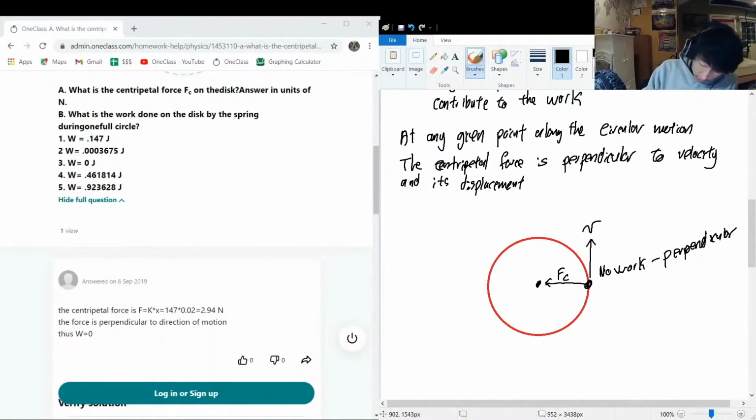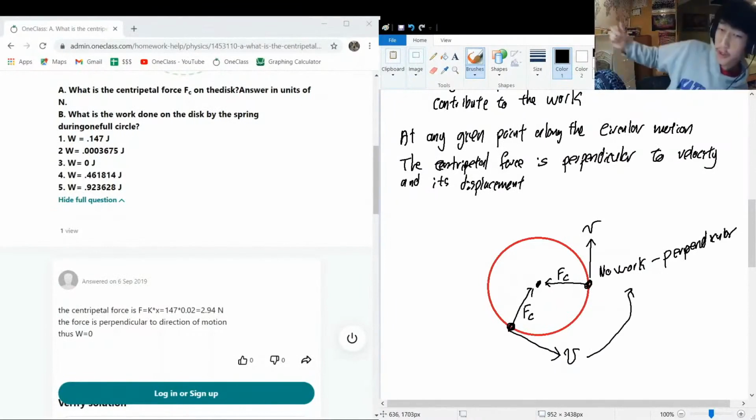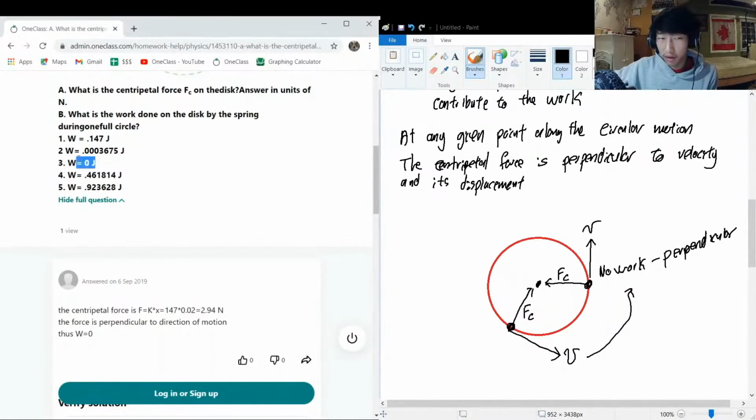Okay, and maybe right here, we have a similar story going on. The FC is going towards the center, and the velocity is going this way. So we have another situation just like that. There's no work. The force and the velocity are perpendicular to each other, meaning the force and how it's moving in response to that force are perpendicular to each other. There cannot be any work done as a result of that, which means that the only possible thing here is that the work is 0 joules.